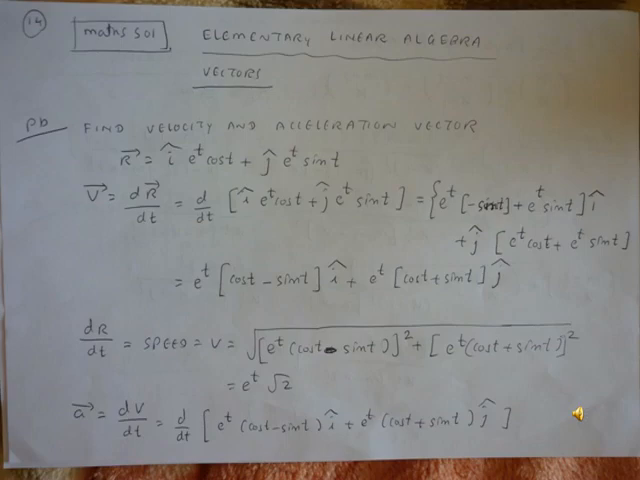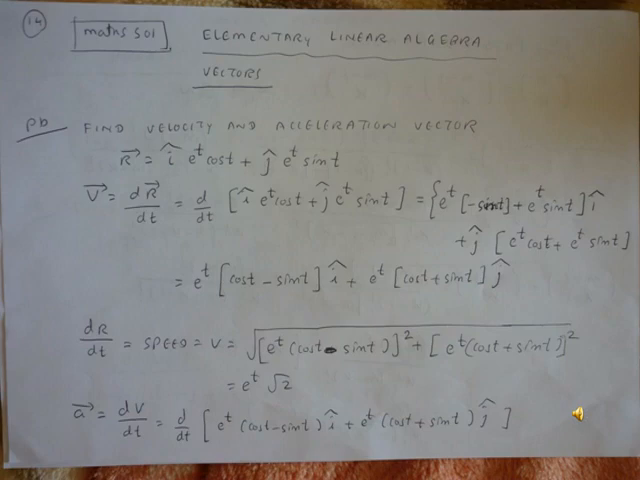And today's lesson is Math 501, elementary linear algebra and vectors. So the problem is to find the velocity and the acceleration vector. The displacement r is equal to vector i e^t cos t plus vector j e^t sin t. So this is a displacement function, and we have to determine the velocity. The velocity is equal to the derivative of the displacement.